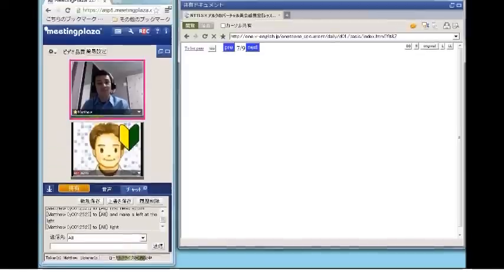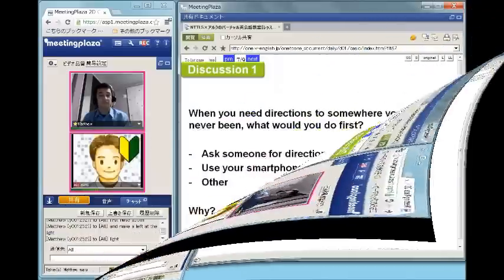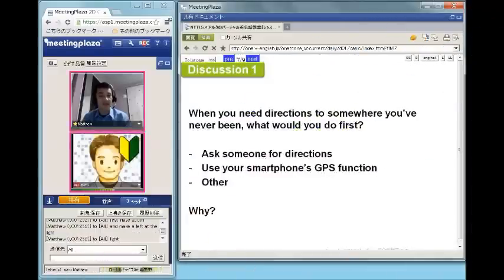Let's go ahead and take a look at our discussion for this time. Okay, so we are talking about directions. That is our main topic, asking for help, but here we are asking for directions, right? So in this discussion, for example, when you need directions to somewhere you've never been to. Recently, I refer to my smartphone because it has a good function and application, so I can look up the direction easily.